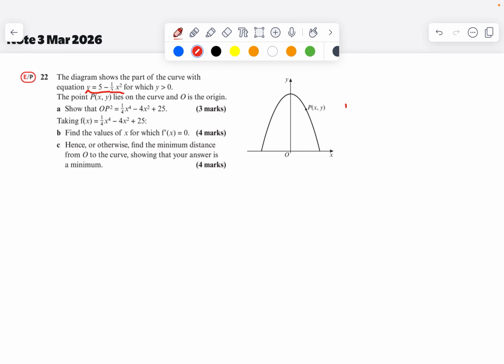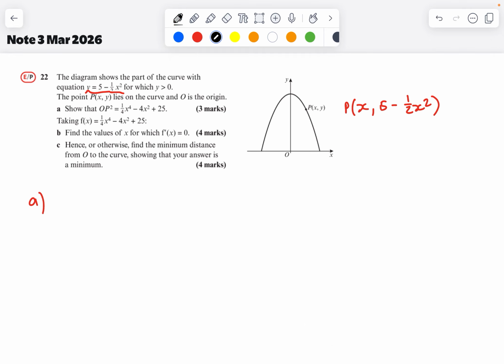Right, so we've got a differentiation question that's slightly different. They give us a curve, y equals 5 minus a half x squared, and we see that's an inverted parabola. The point P is on that curve, so that means P satisfies this equation. So if P satisfies that equation, P is x, and the y coordinate must be equal to 5 minus a half x squared.